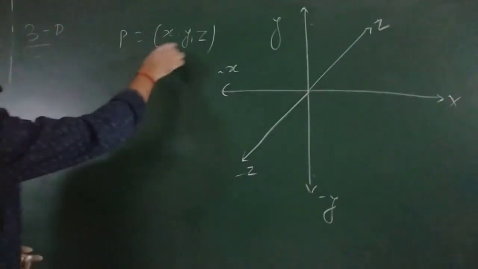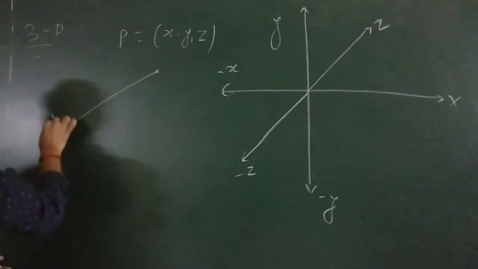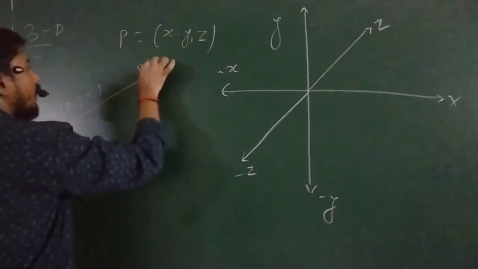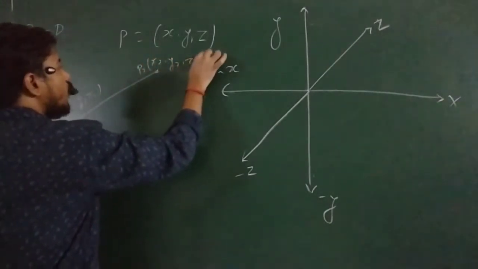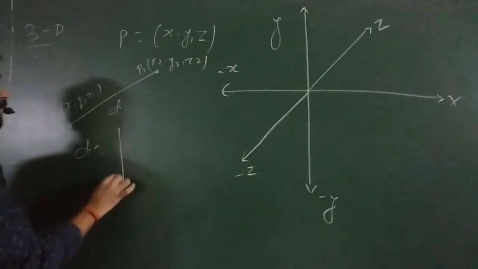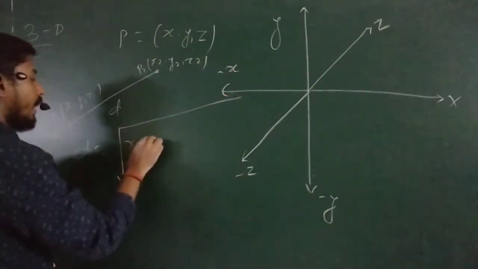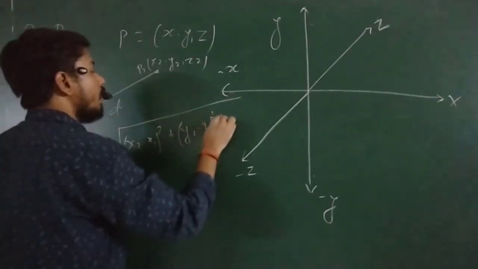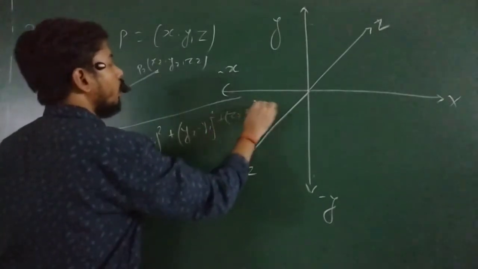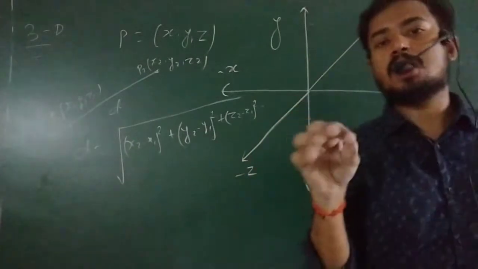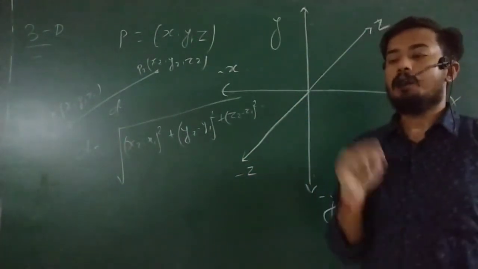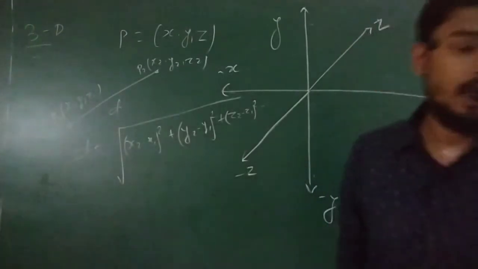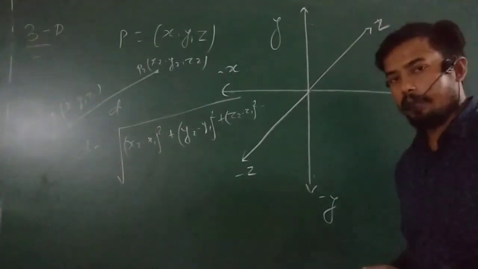Suppose 2 points are given. One is P1 (x1, y1, z1) and one is P2 (x2, y2, z2). Again you have to calculate the distance, so this becomes the same formula: x2 minus x1 whole square plus y2 minus y1 whole square plus z2 minus z1 whole square. You have studied all these things in class 9 or 10. Even so I am covering it, because maybe some students like me did not study properly. So look here, right? Okay.